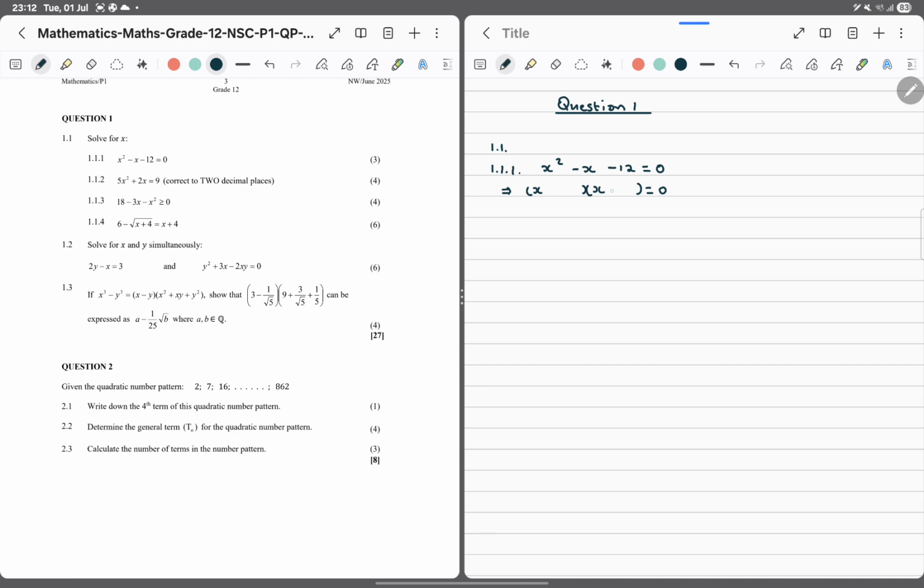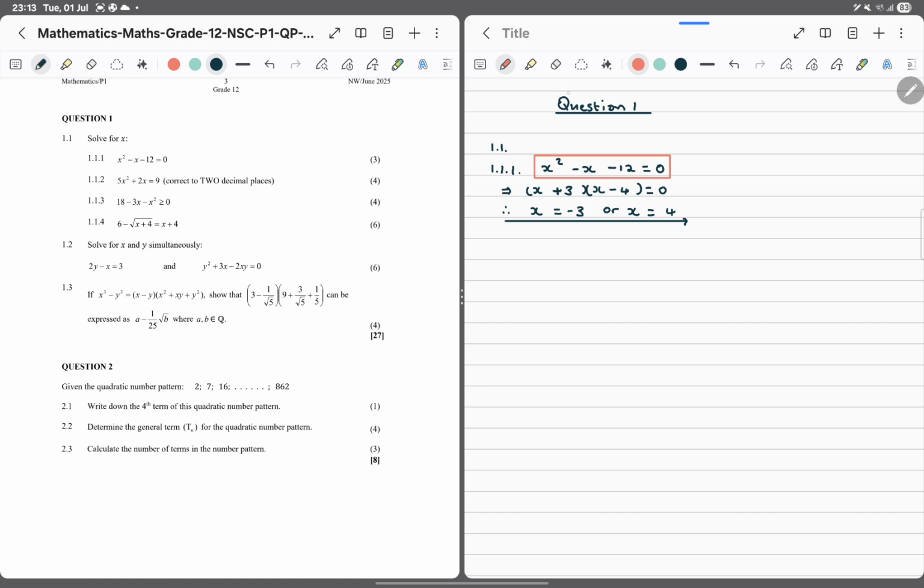Factors of 12 that can give us a 1 are basically minus 4 and plus 3. Strategically, therefore x is going to be minus 3 or x is 4. Nice and easy. So we get our answers. But remember guys, we always check our answers. Do not find yourself losing marks in this section because of not checking answers.